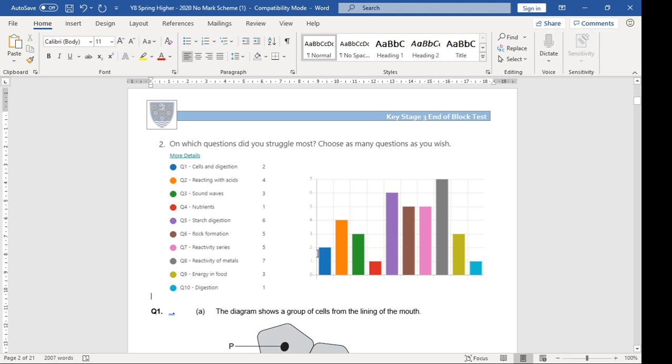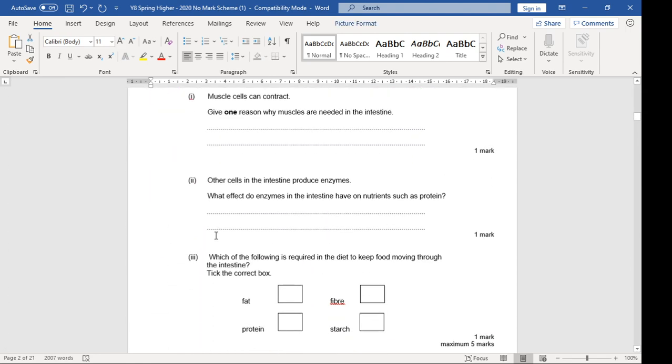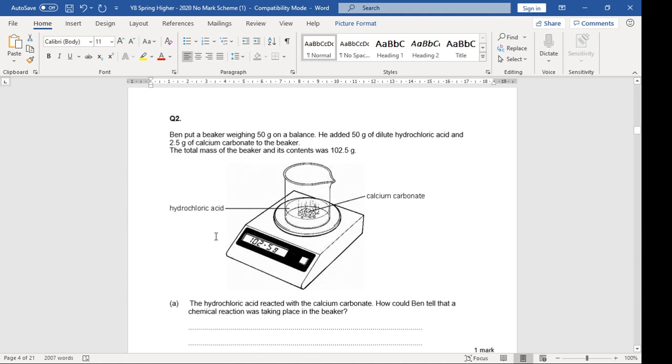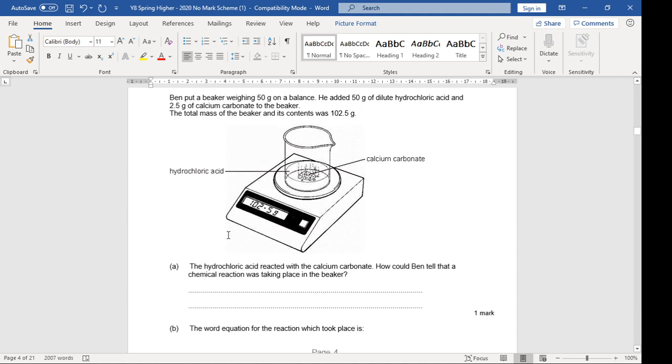So we won't do number 1, and I might just keep coming back to this graph, but we will do number 2. This one's about a reaction with acids. Ben put a beaker weighing 50 grams on a balance. He added 50 grams of dilute hydrochloric acid and 2.5 grams. So we've got total mass there. How could Ben tell a chemical reaction was taking place in the beaker? Well, I think the obvious thing here is fizzing.